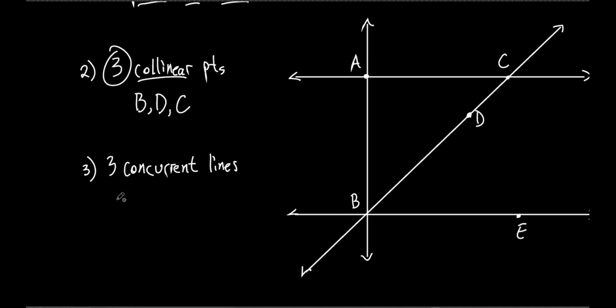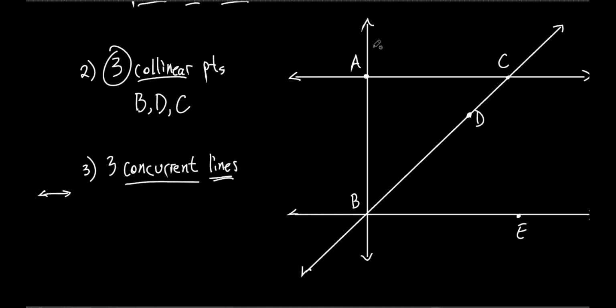3 concurrent lines. All right, so lines. How do we mark a line? We mark a line with the little line symbol over top of it. So you must have that line symbol over top of it. 3 concurrent lines. What does it mean to be concurrent? Well, they're lines that all intersect at one common point. So 3 lines, and all 3 of those lines have to intersect at one common point.